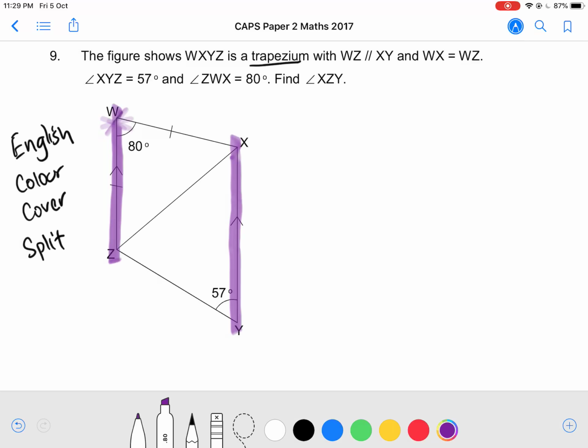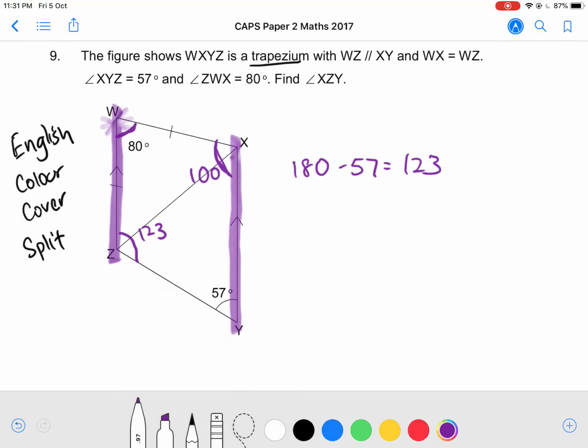Okay, and that also means something very important, right? That something would be a small angle plus a big angle adds up to 180 in between the two parallel lines. So this must be 100. And then this must be 180 minus 57. 1, 2, 3. Okay, so we are ready to read on the question some more.